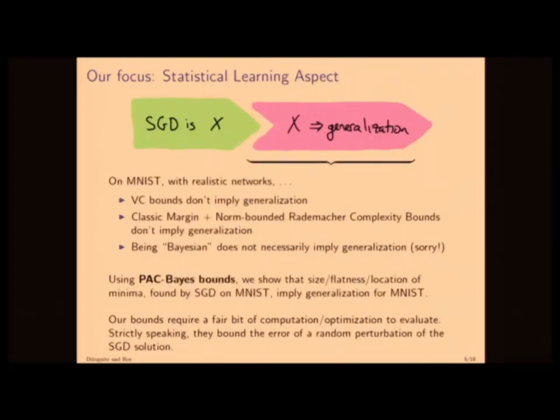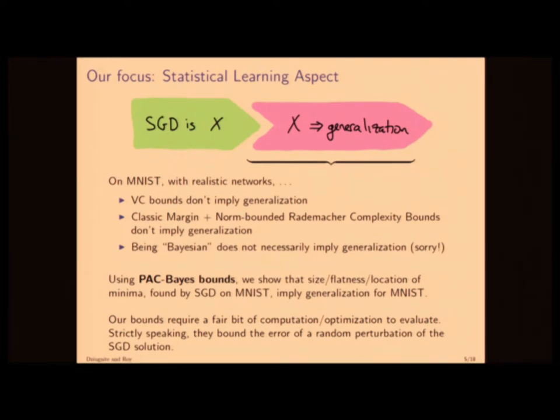So we're going to focus on the generalization aspect of it because I don't really know much about the optimization aspect. I've already argued that on MNIST, with realistic networks, VC bounds aren't going to be the tool to imply generalization. We've done some work; you can find this in our UAI paper. Classic margin and norm-bounded Rademacher complexity bounds, at least the ones that existed before the start of the summer, don't imply generalization, though it's interesting to evaluate some of these new ones that have shown up recently. Being Bayesian doesn't imply any sort of generalization, not out of the box. You can easily get Bayesian neural networks to overfit.